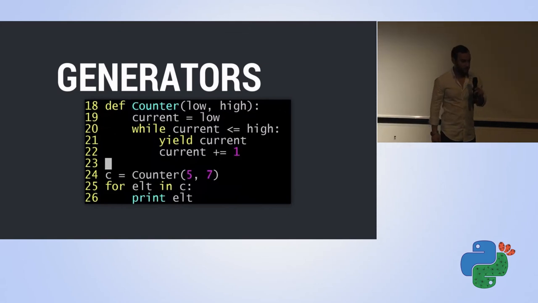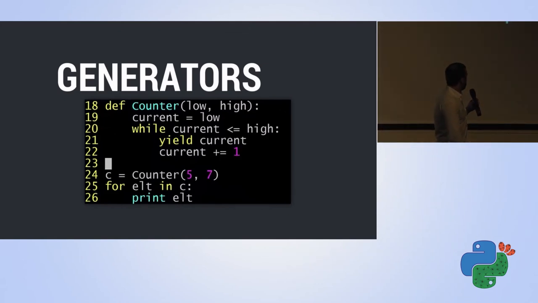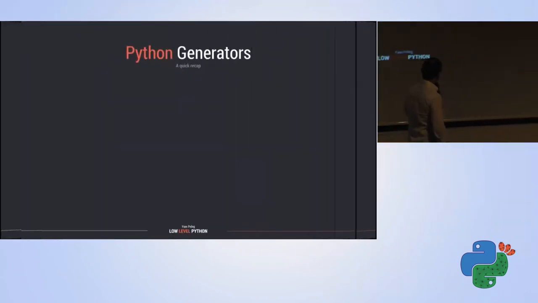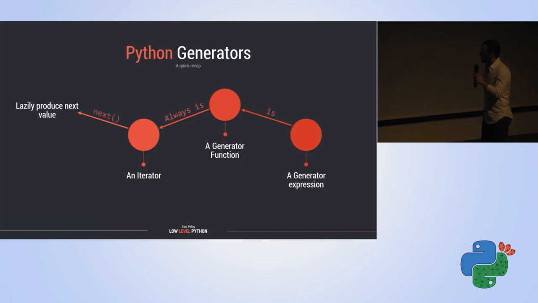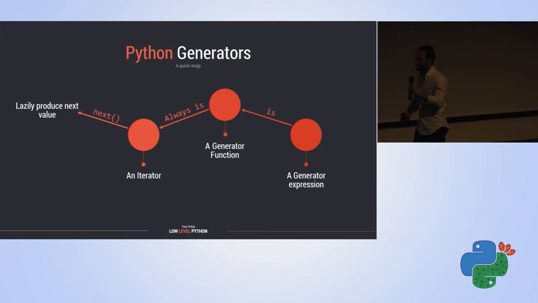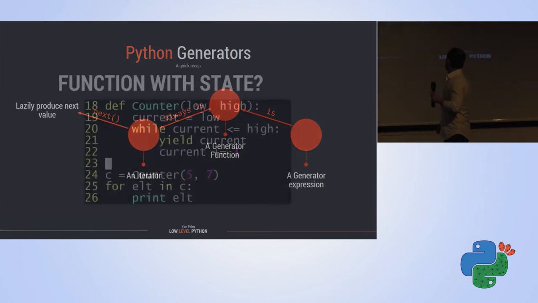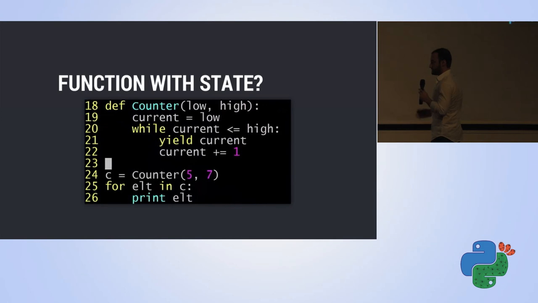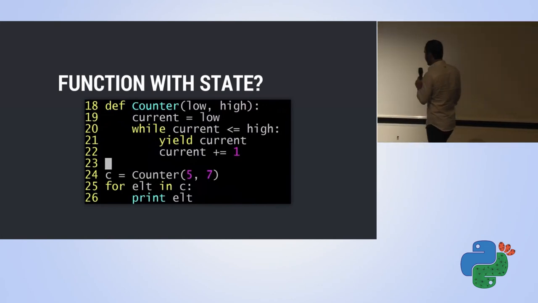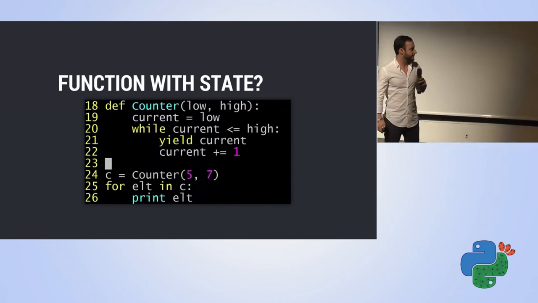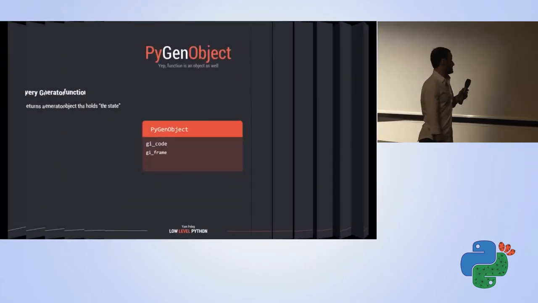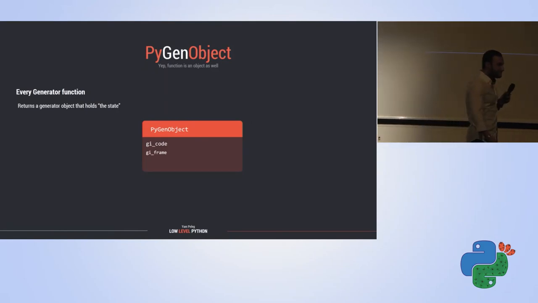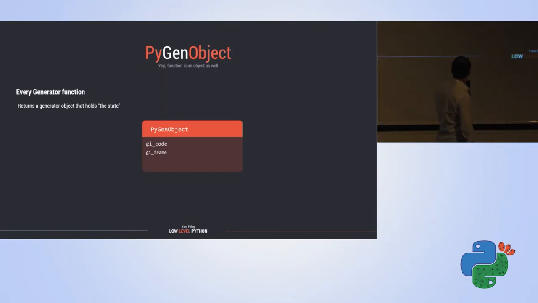All right, generators. A generator expression is always a generator function, which is always an iterator, which always has a get next and produces the next values pretty lazily. But the thing is that it's a function with state. And it doesn't work like that in real life. So you guessed it. It's a generator object that again holds a code and a frame which it refers to.